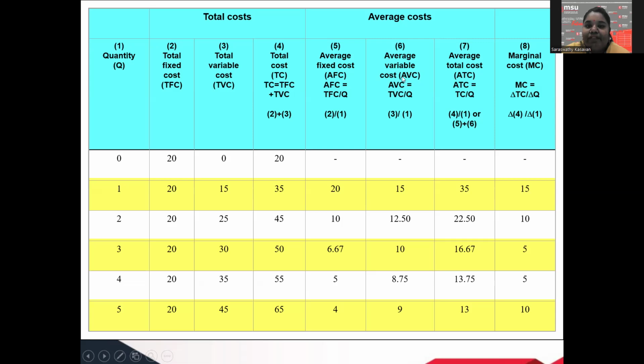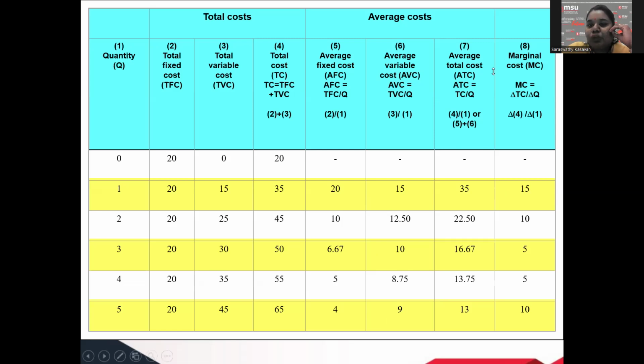Okay, so average variable cost, how do we get it? Okay, 15. How do we get 15? 15 divided by 1, we get 15. How do we get the 8.87? TVC is 35 divided by 4, we get the 8.87.